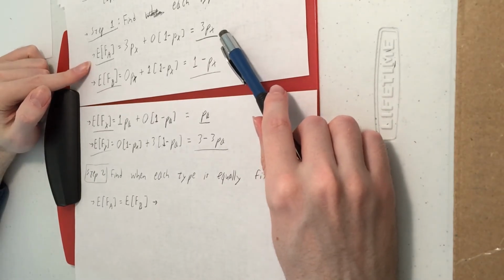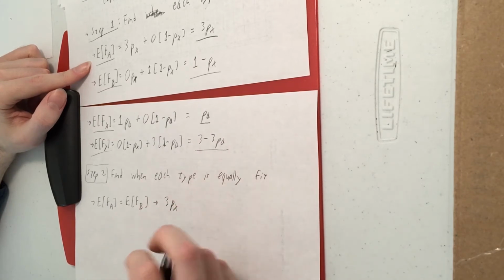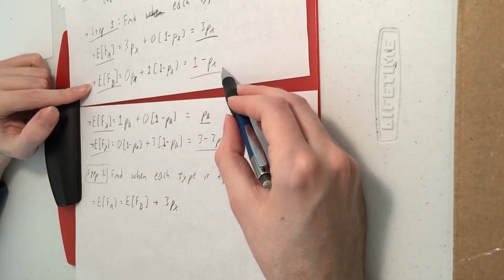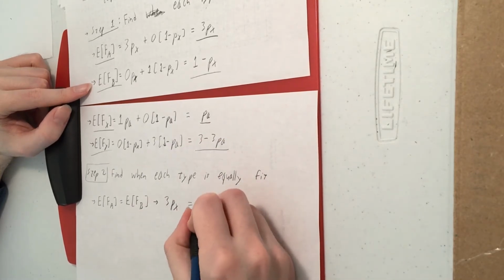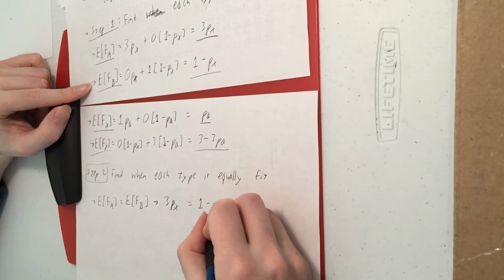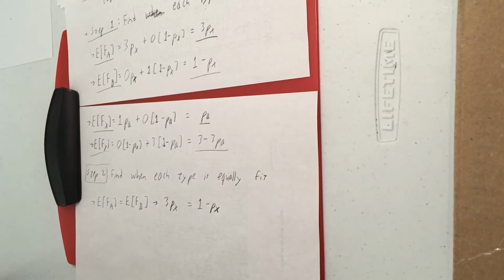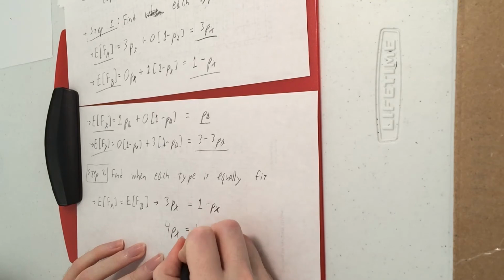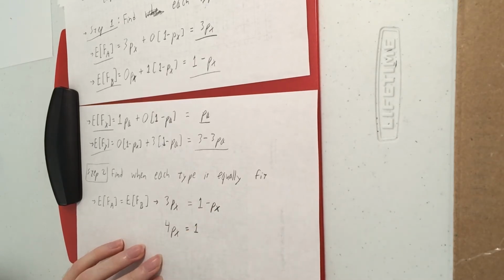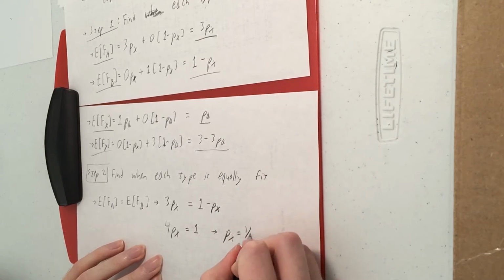So the fitness of the A types is 3 times px. The fitness of the B types is 1 minus px. So we gotta go and solve that. So let's add a px to both sides. 4px equals 1. Then we divide both sides by 4, and we get that px is 1 over 4.